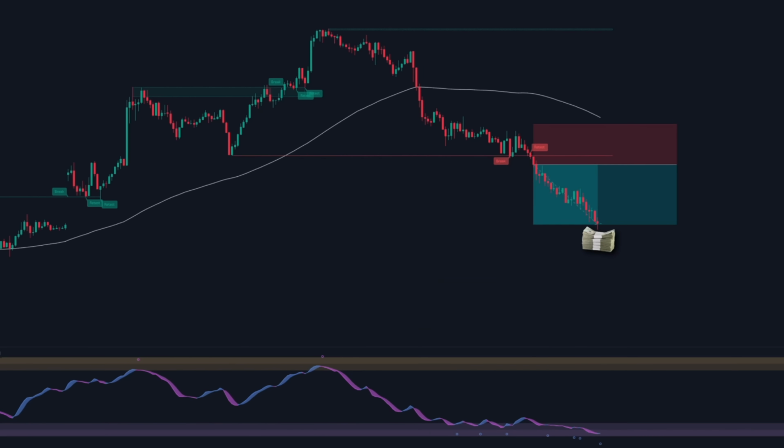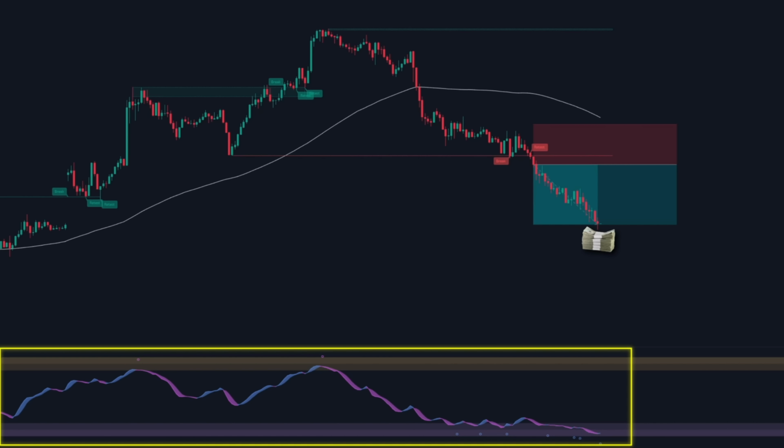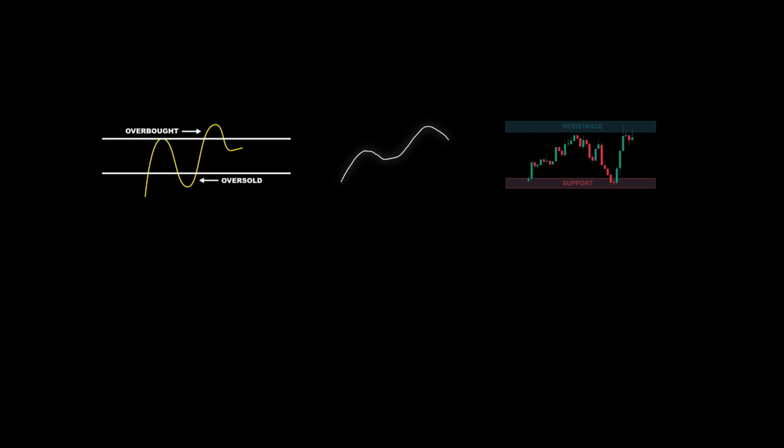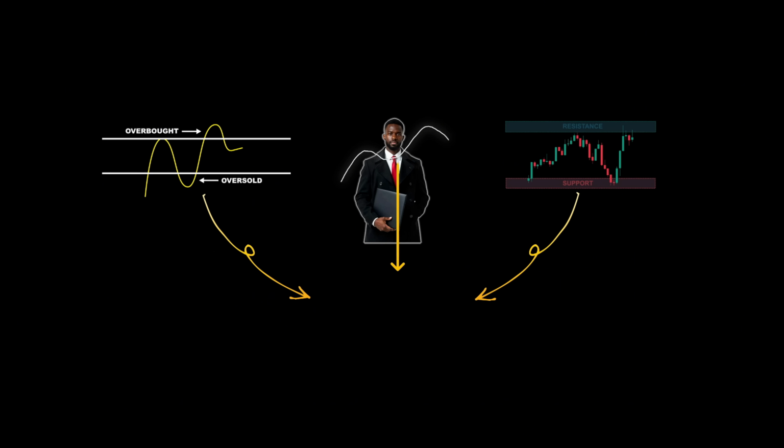This strategy works because it combines momentum analysis with structural support and resistance, filtered through trend direction. Most traders focus on just one of these elements, but professional traders understand that market success comes from confluence, multiple factors aligning to create high probability setups.